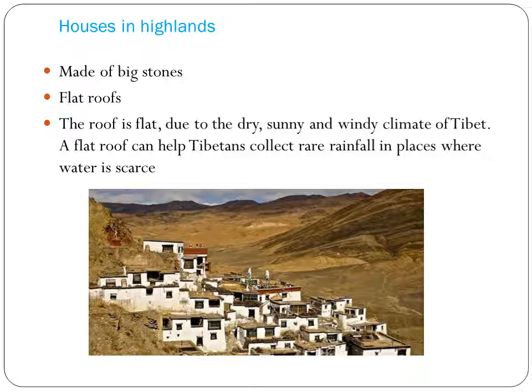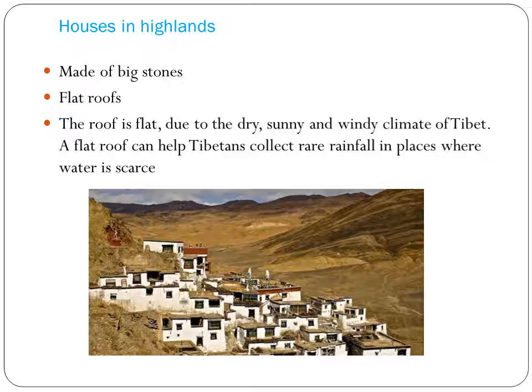Now next we'll look at another unique feature, that's the flat roof. The flat roof is due to the dry, sunny and windy climate of Tibet. A flat roof helps them collect rainfall in places where water is scarce. That means it's very limited. They don't have that amount of rain. So whenever there's rainfall, they can collect the water and keep it for future use.